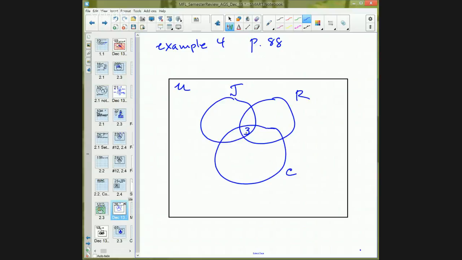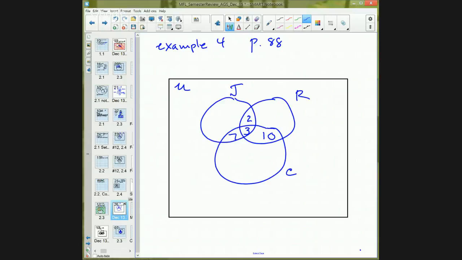5 like rock and jazz. That's this area right here, and we already have 3 in there, and we need a total of 5. That means that's got to be a 2. 13 like classical and rock. That's this one here. 13 is the total. 10 like classical and jazz. Do those numbers I filled in there make sense, everybody? Yes. Okay.